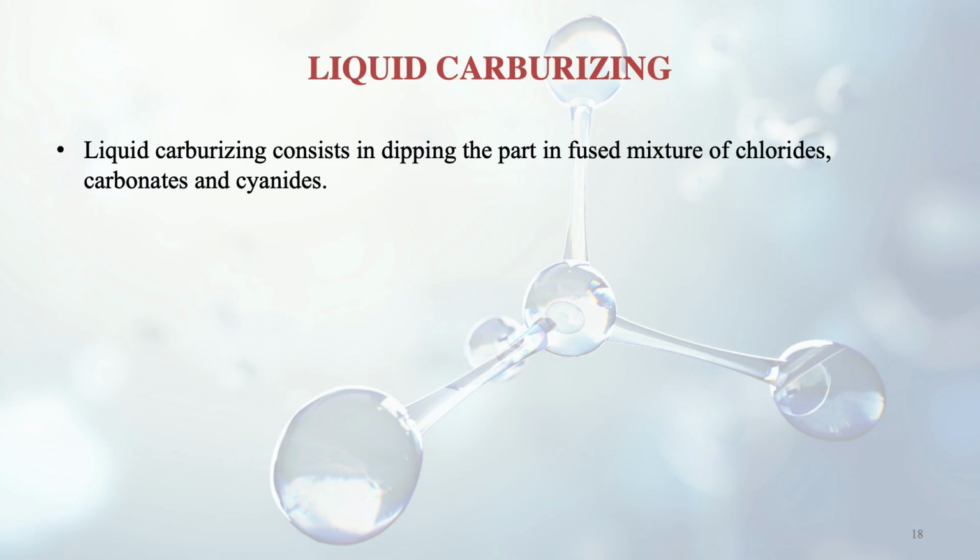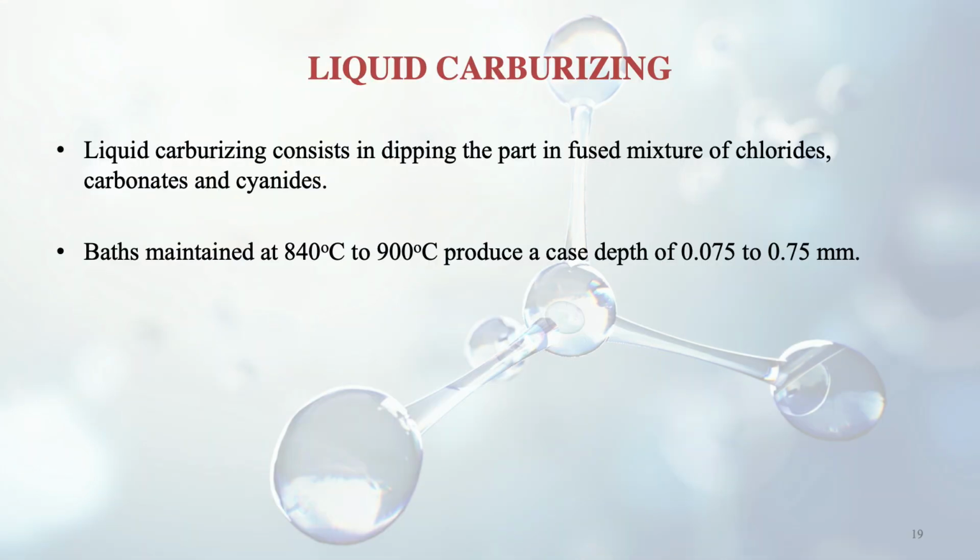So after discussing the two types, the one with a foreign element, carbon nitrogen surface hardening, and the other one in which complete heat treatment with martensite formation was there, we move on to liquid carburizing also. Liquid carburizing consists in dipping the part in a fused mixture of chlorides, carbonates and cyanides. So there are different types of chemicals, and in that a specimen is being dipped.